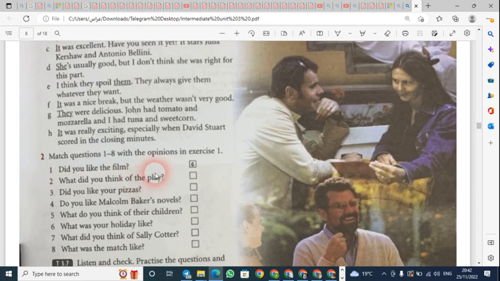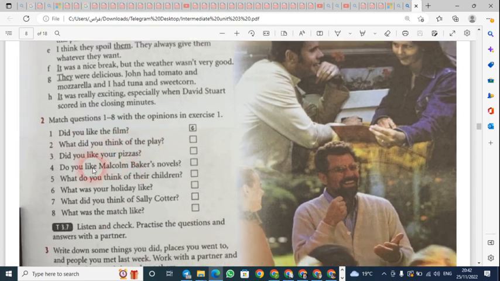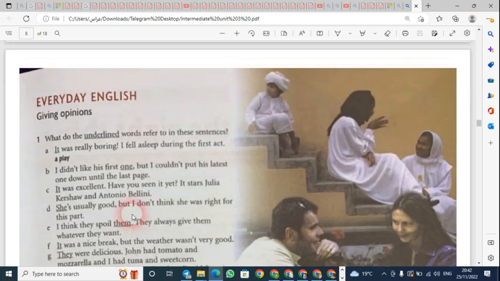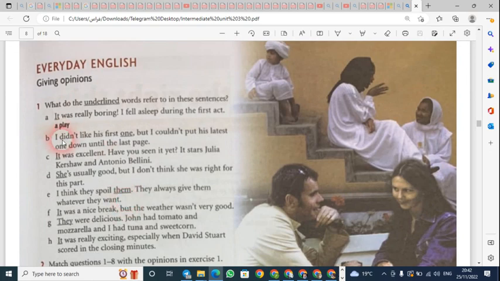What did you think of the play? Pizza, novels, children, holiday, Sally Cotta, the match. I will do number 2, item B for you. I didn't like his first one.